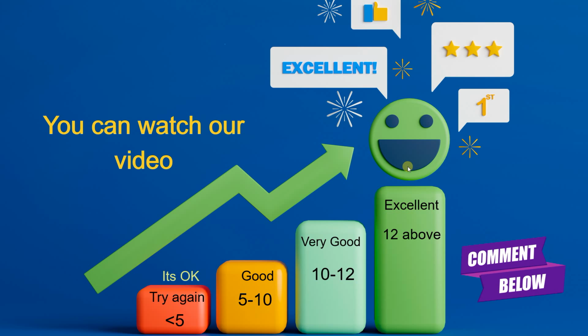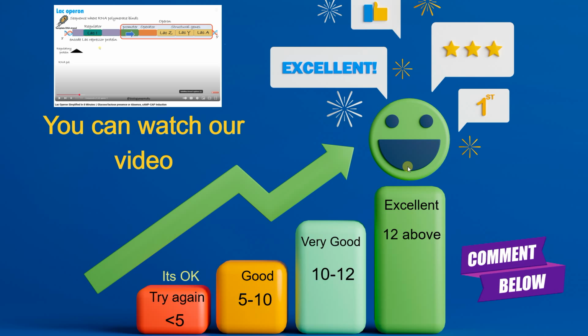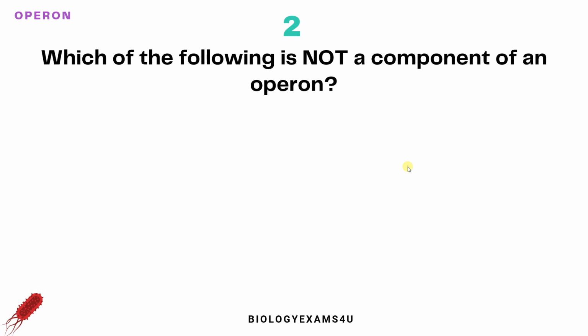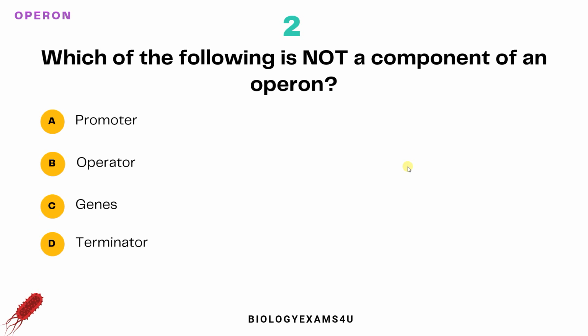This is your scorecard. You can watch our video on LAC-operon before attempting this quiz, or let's move to the second question. Which of the following is not a component of an operon? Option A, promoter. Option B, operator. C, genes. D, terminator.